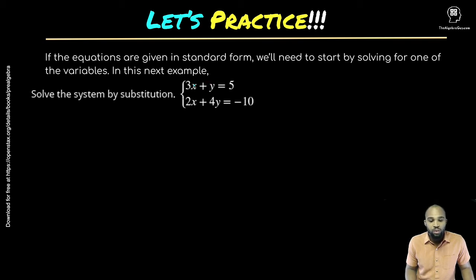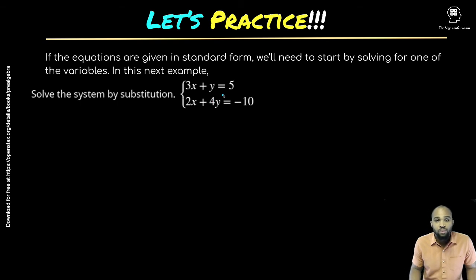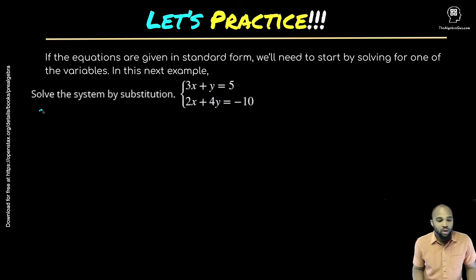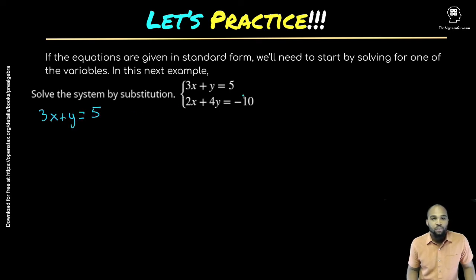Now you could choose 3x, 2x, or 4y to solve for, but I wouldn't make it harder than you have to. I'm going to use 3x plus y equals 5 and solve for y. Pause it here and see if you can work it before I do and come up with the solution to this system.